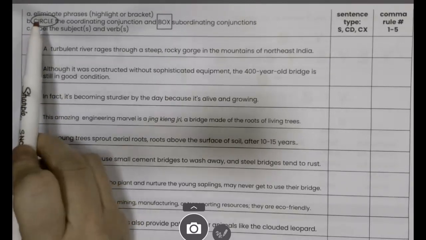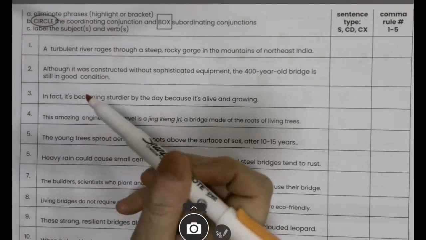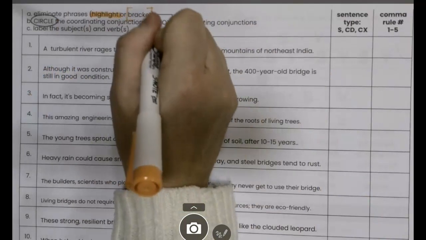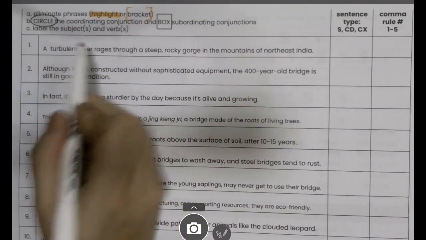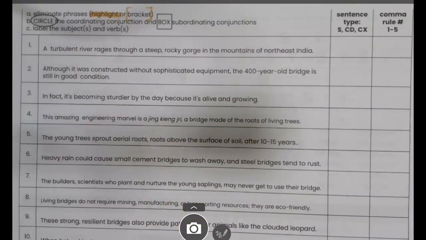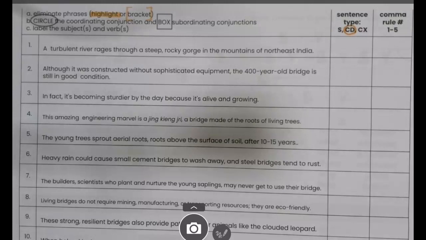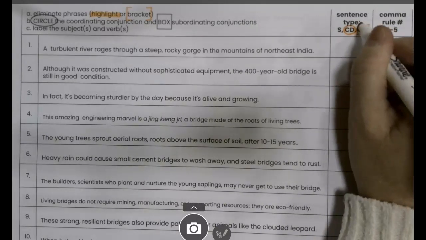So the process is to eliminate phrases. We highlight prepositional phrases, and we bracket infinitives. Then we're going to circle any coordinating conjunctions we find. If we find any circled, then we know they're compound sentences, if we can find a subject and a verb on both sides. And then we're going to box subordinating conjunctions.